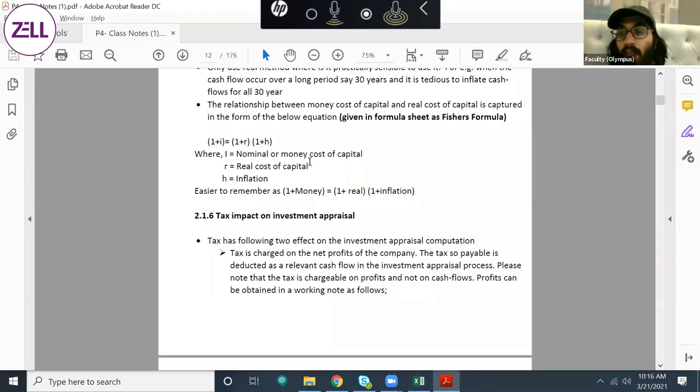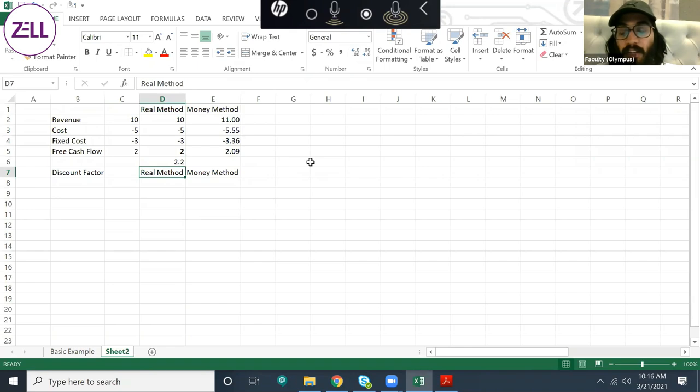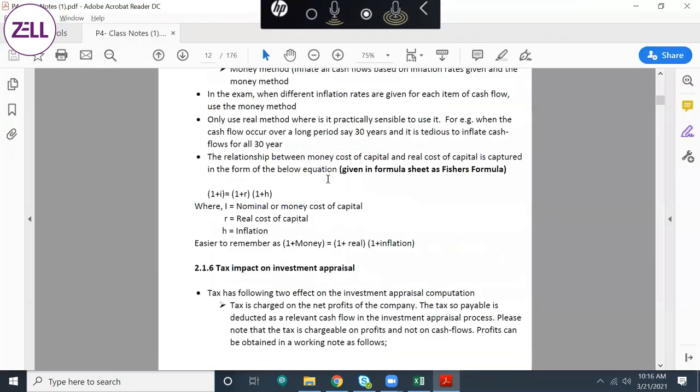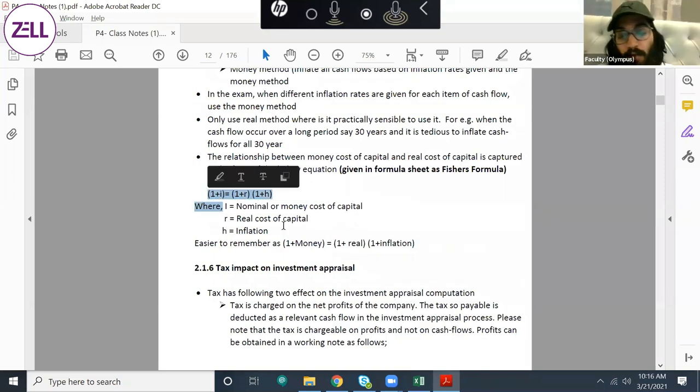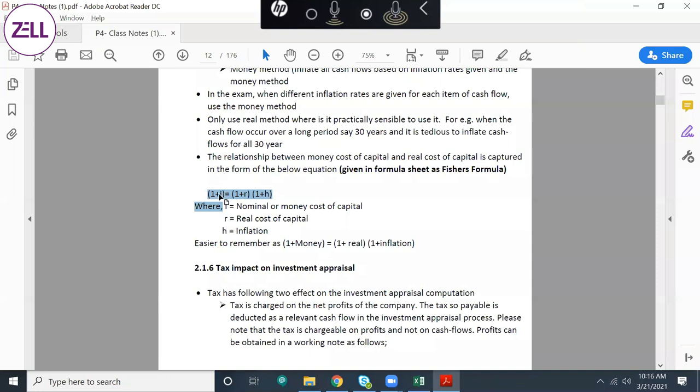Okay. Now, what the examiner will do is give you the individual inflation rate, but give you the discount factor's rate in real terms. That time, we can use Fisher's formula to calculate the money rate. Because if I'm using this method, I need the money discount factor, right? Everyone understood? How do we do it? It is 1 plus i is equal to 1 plus r multiplied by 1 plus h. A simple way to remember is 1 plus money is equal to 1 plus r, that is real, multiplied by 1 plus h, that is your normal inflation rate. Clear everyone?